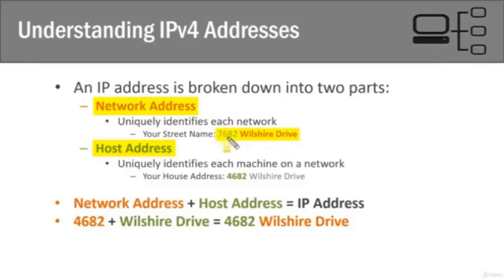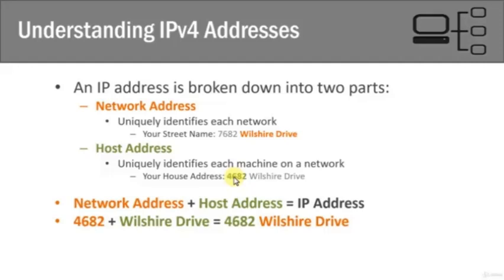And so if we think about an IP address from that perspective, we understand that there is a network portion and a host portion. The network portion, shown in orange, the Wilshire Drive, identifies the network that we're on, or for example, the street that we're on. But if we think of each individual house on that street as a computer with an IP address, it's the number that uniquely identifies that house or that computer on that network.